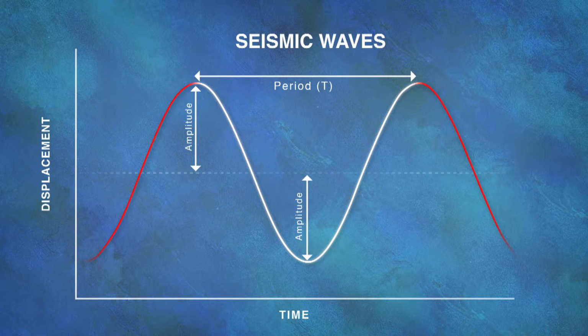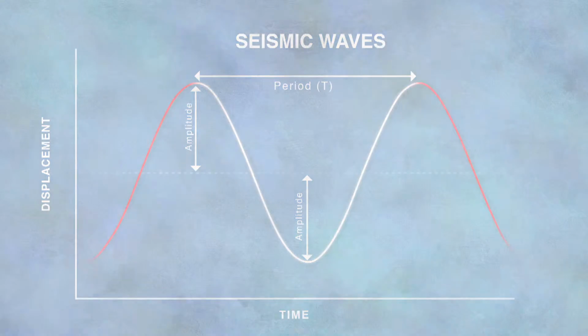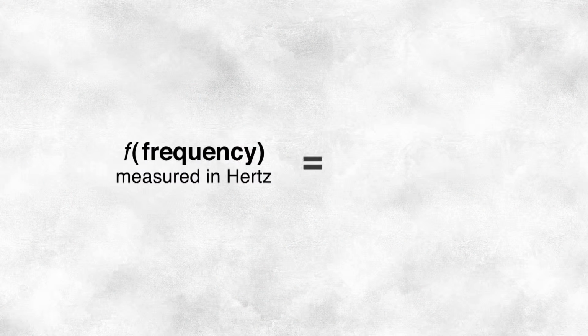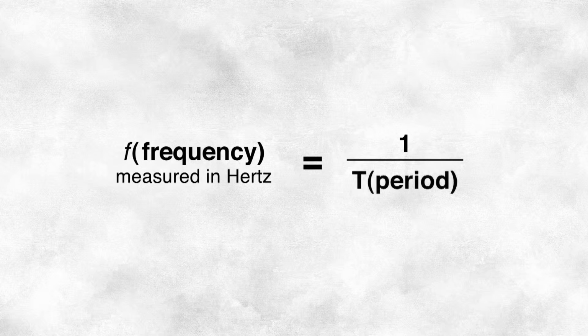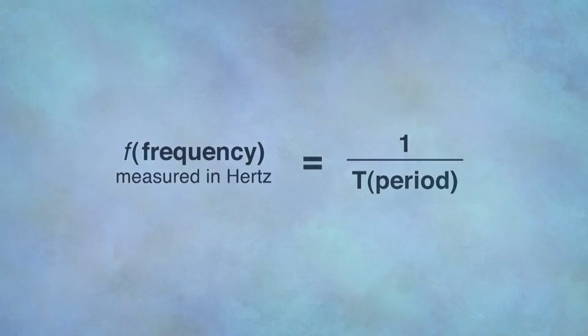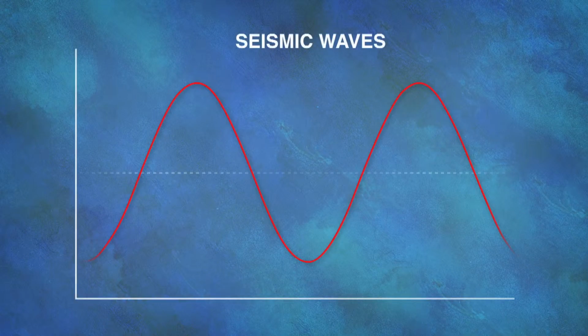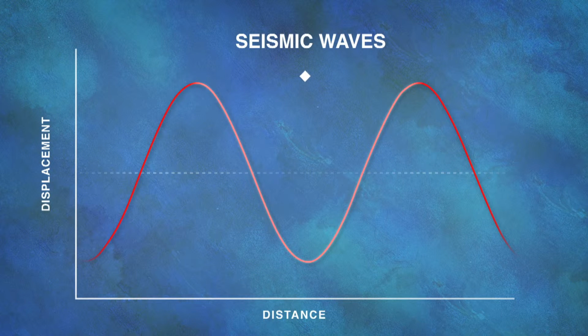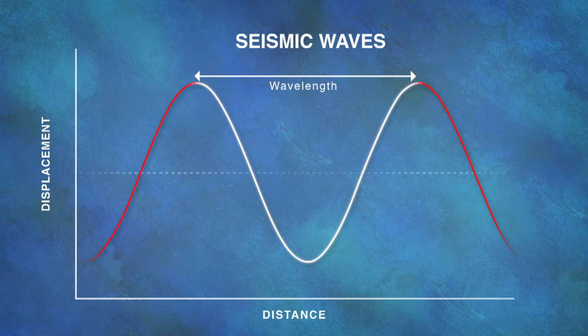You can use time period to calculate a wave's frequency, or the number of complete cycles per second. It's measured in hertz, and is calculated by using 1 over the time period. The other variable waves have is wavelength. That's a measure of the distance between points of maximum displacement, or the distance between wave peaks on the graph.